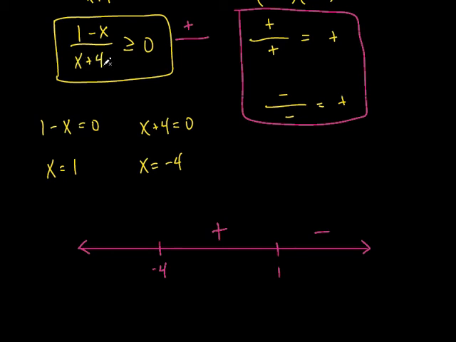Negative 5 plus 4 is negative 1. Again, the sign is negative. What's positive over negative? It's negative, isn't it? So there you go. Watch. All the numbers to the right of 1 are going to come out negative. All the numbers to the left of negative 4 are going to come out negative. Only the numbers between negative 4 and 1 will come out positive.